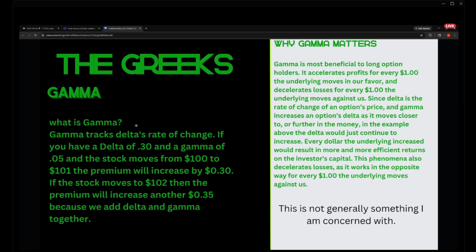But this is what I'm going to teach you. So what is gamma? Gamma tracks delta's rate of change. Delta, right, is obviously, and I don't know why I flipped those slides. Oh, I deleted the delta slide. That's why. And good job. Delta, right? Gamma tracks delta's rate of change.